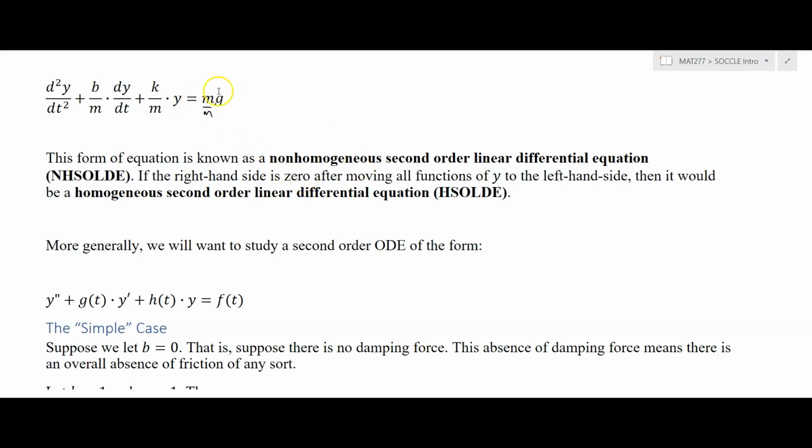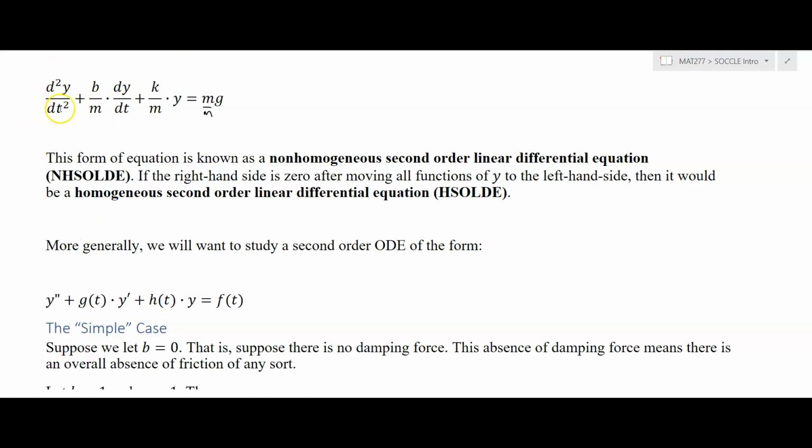If this does end up being 0, for example, let's say you're ignoring the effects of gravity, or gravity is not really coming into play because of the way the spring mass system is positioned, then this could end up being 0. There's no external forces beyond that of the system itself. If you remove this mg, it would become homogeneous. So if this were 0, or if you were in a gravity-free zone or a vacuum of some sort.